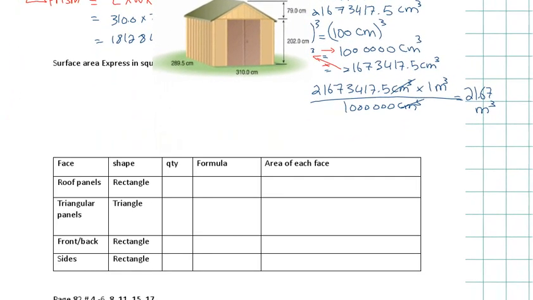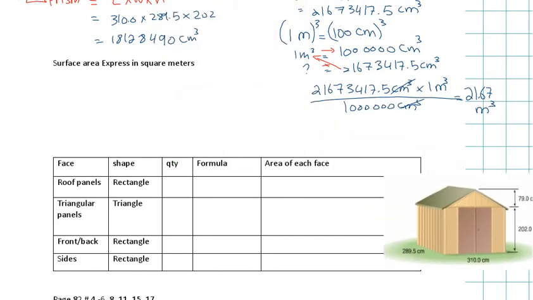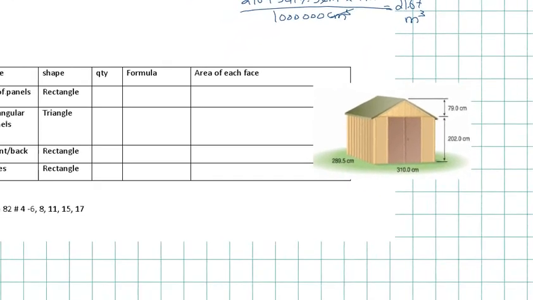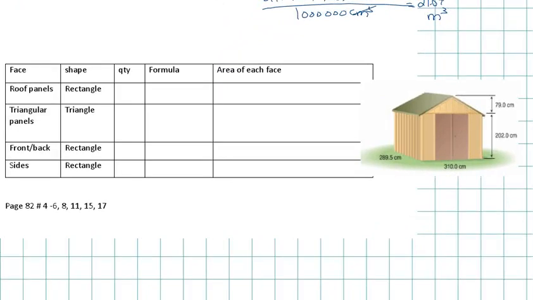Alright. This pattern. What do you see? Just look at the roof. How many rectangles do you see in the roof? Two.